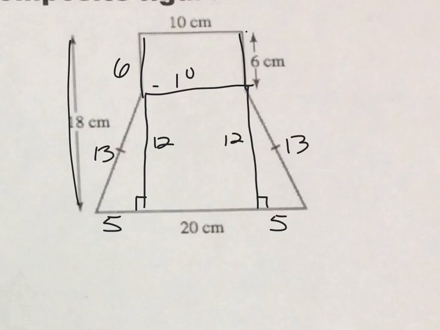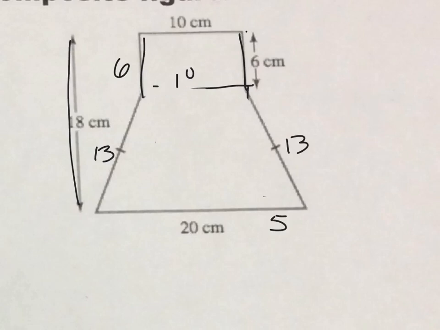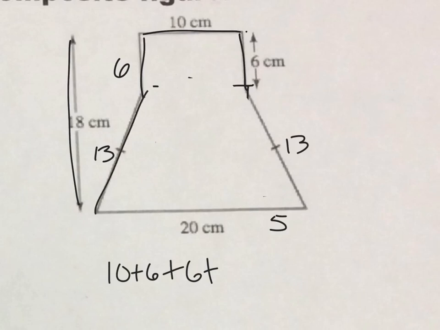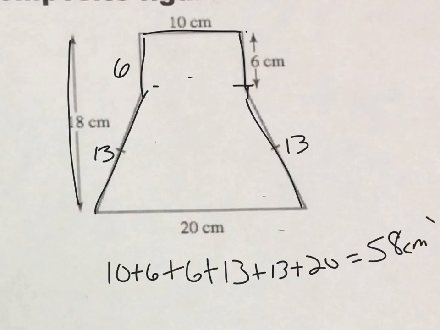Now I don't need this information anymore, so I'm going to erase it. We don't need anything inside because we're just finding the perimeter. To find the perimeter, we just have to color all the sides. So 10 plus 6 plus 6 plus 13 plus 13 plus 20, and you add those all together and end up with 58 centimeters. So that is the perimeter around my shape. I added all the sides together.